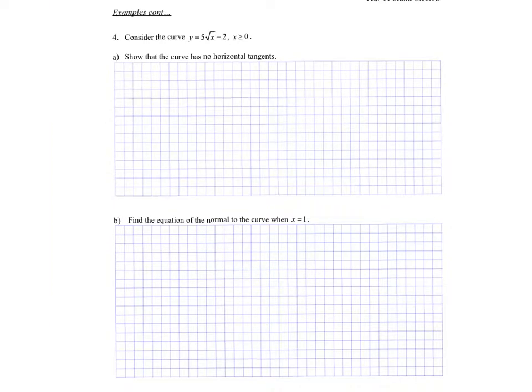Alrighty, showing that the curve has no horizontal tangents. Well, if it's got no horizontal tangents, that would mean that for some reason the derivative is undefined, and that could be either a over 0 or 0 over 0. It doesn't work for either of those. So let's first do our thing.